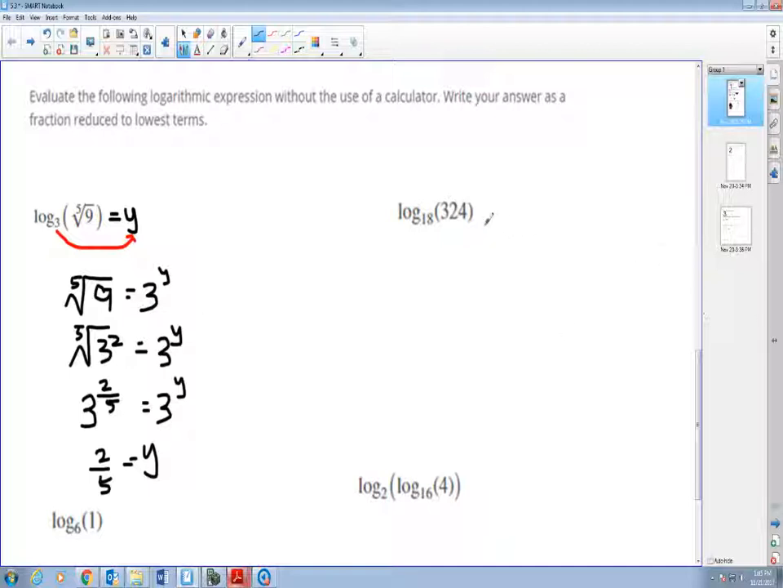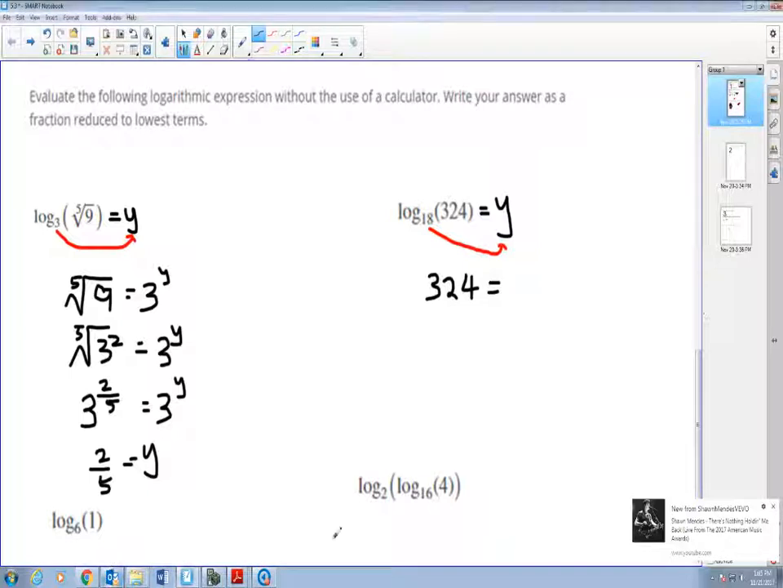Alright, this one here on the right. I have no idea what the answer is, so what I'm going to do is set it equal to y and bring my base 18 to the other side. So that gives me 324 equal to 18 to the y power.